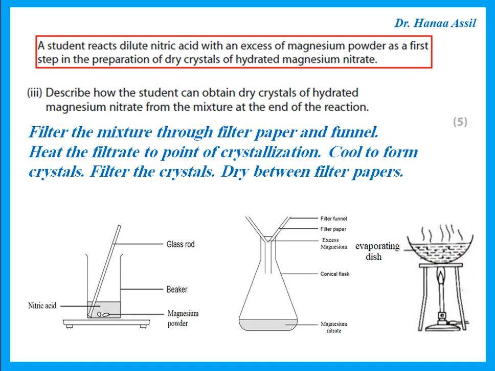So what do I explain? He already said he added the excess magnesium powder to the nitric acid. So continuing, we say, filter the mixture through filter paper and funnel. In that case, you get rid of the excess magnesium. Then we take the filtrate, heat the filtrate to point of crystallization, cool to form crystals, filter the crystals, and dry between filter papers. Remember, he wants it to be dry.